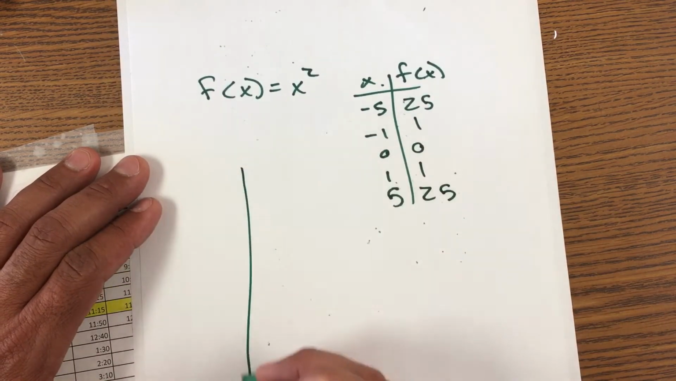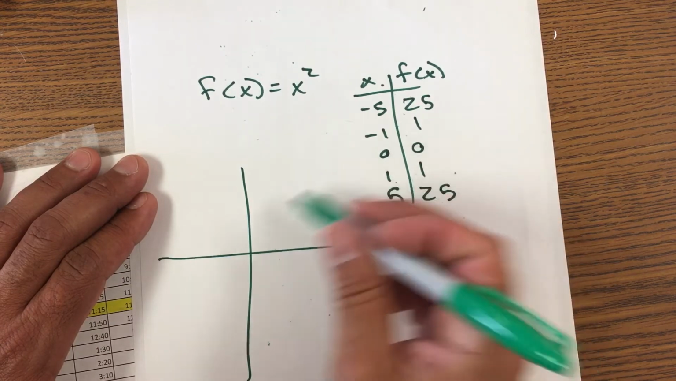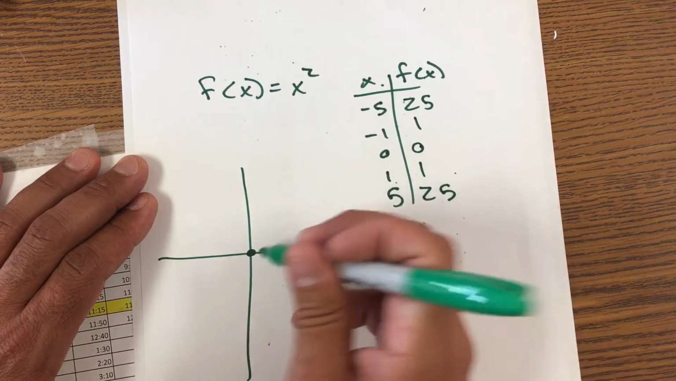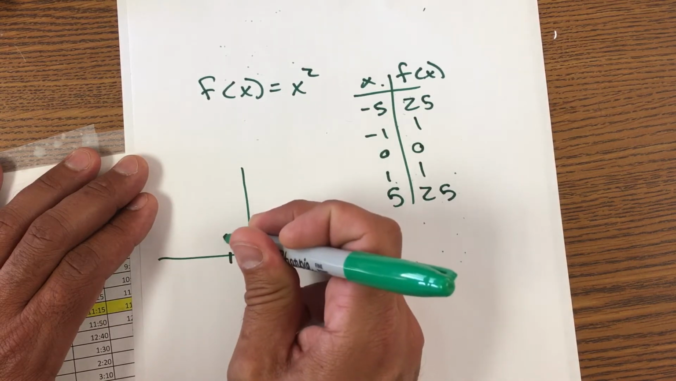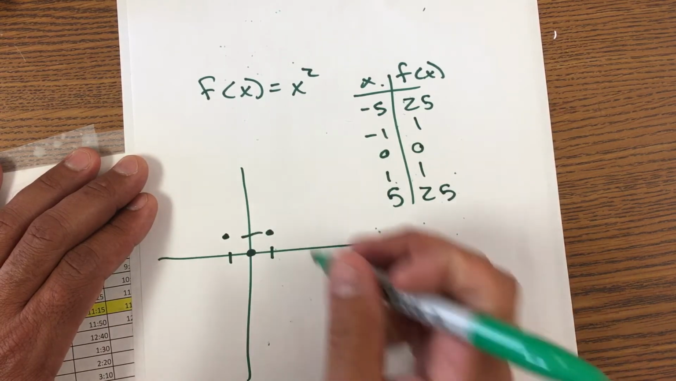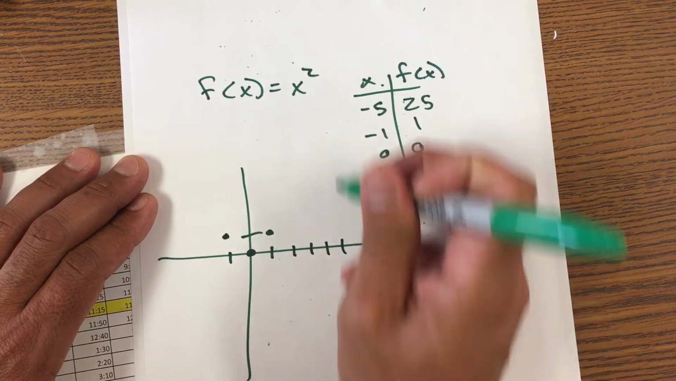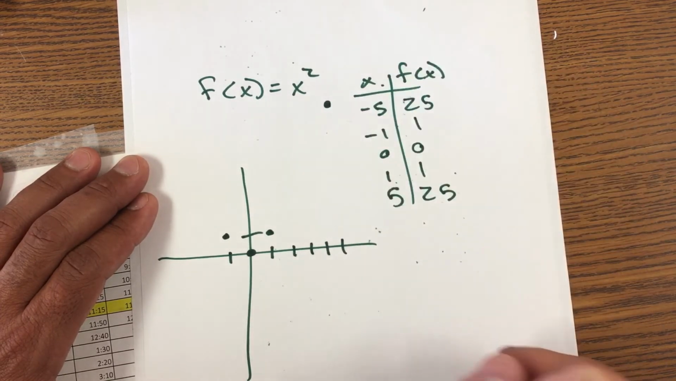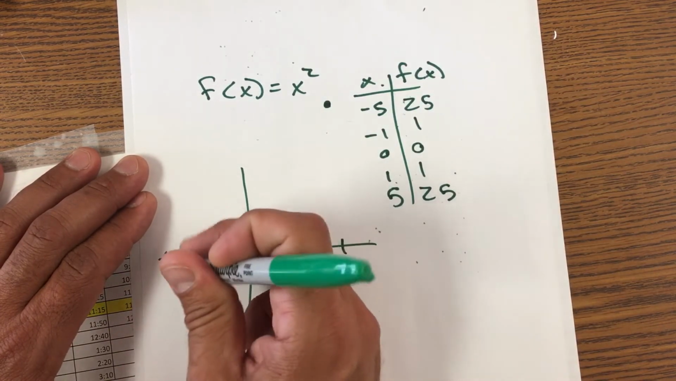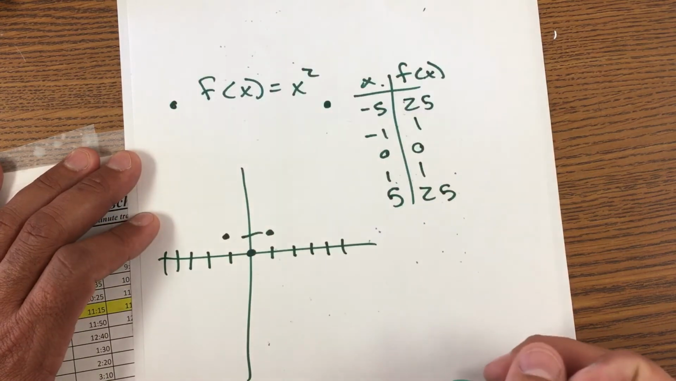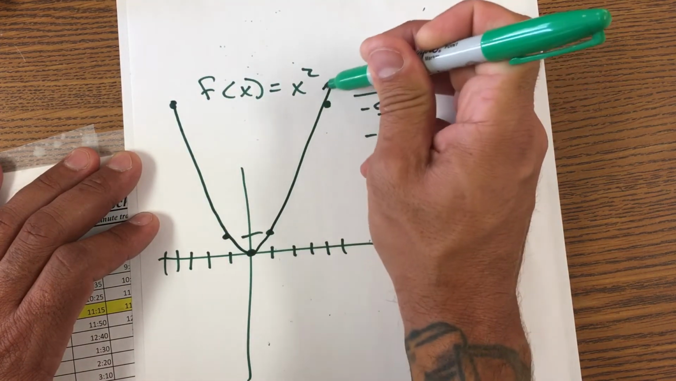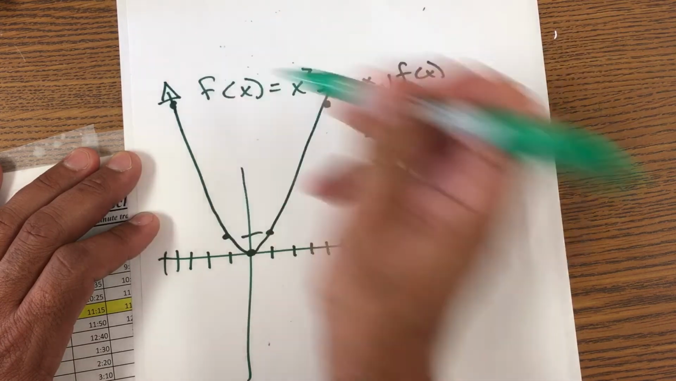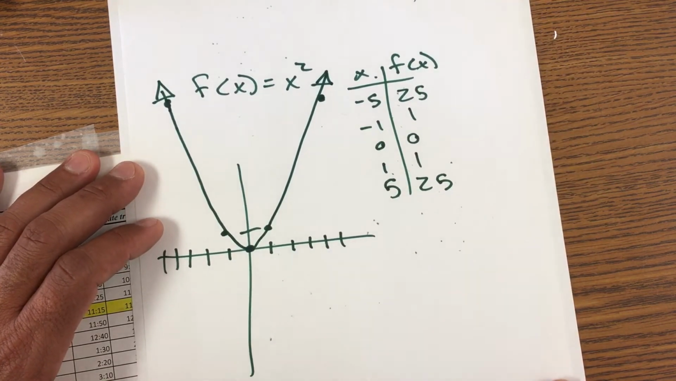Now those are really big numbers. But I know 0, 0 is right here. I know that 1, 1 is right here. I know that -1, 1 is right here. 5, 25 is way up here. -5, 25 is way up here. And so I'm going to connect these guys. So I'm going to go like that. Okay?